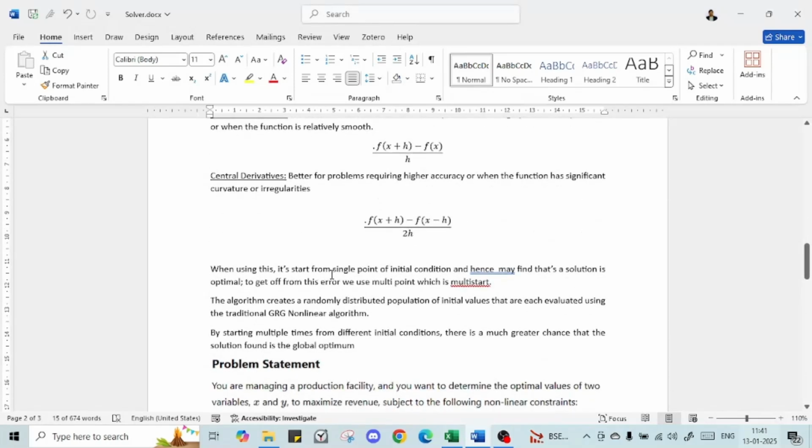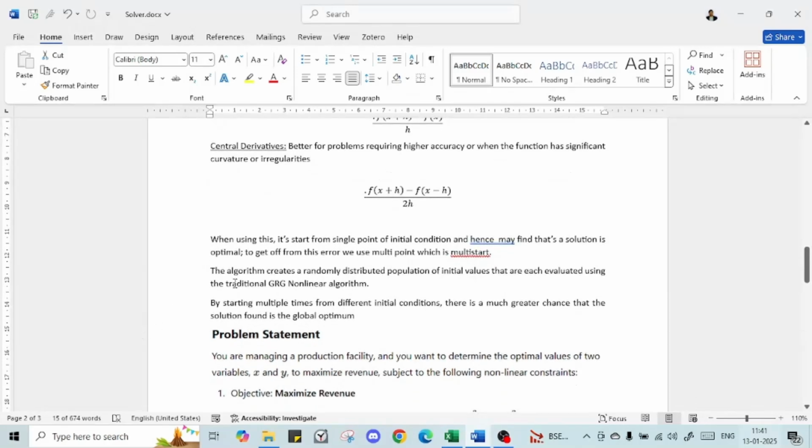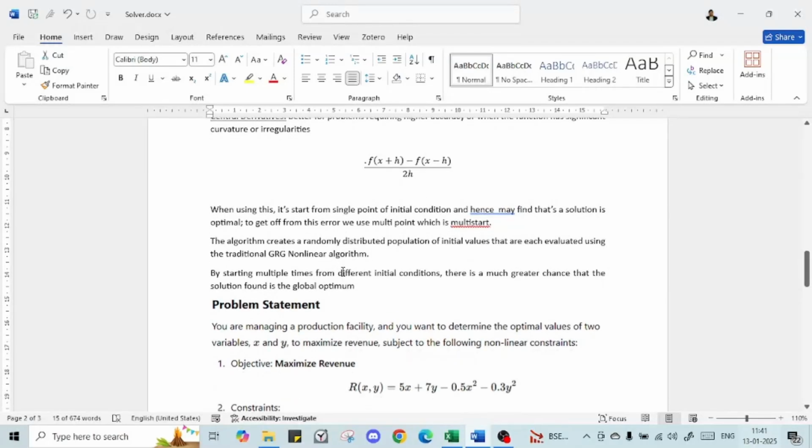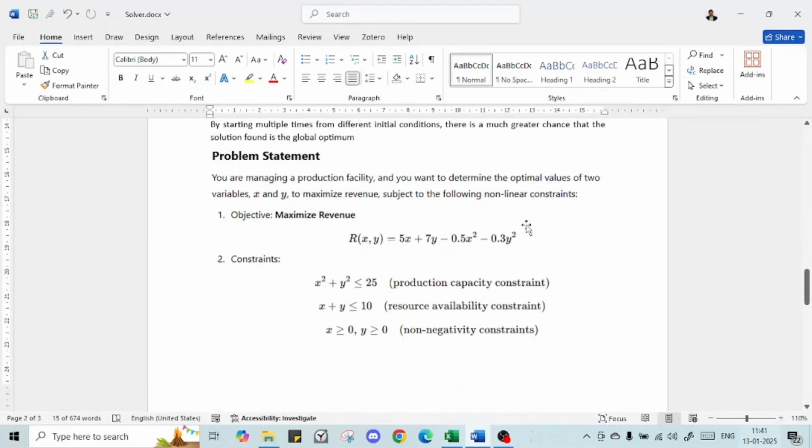So when using this, it starts from a single point of initial condition, and hence may think that the solution is optimal. To get around this error, we use multi-start. The algorithm creates a randomly distributed population of initial values that are each evaluated using the traditional GRG nonlinear algorithm. By starting multiple times from different initial conditions, there is a much greater chance that the solution found is the global optimum.